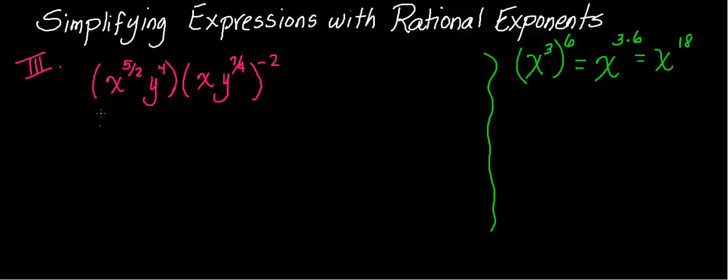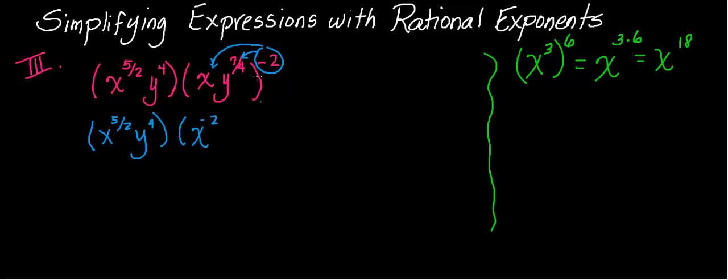Okay, so I'm going to rewrite this one since there's nothing to be done with this first parentheses for now. I'm going to rewrite it just as it is, and then here I'm going to distribute this -2 with the x. So x has an exponent of 1 right now, so this becomes 1 times -2, which is x to the -2 power. And then I multiply that power by 7/4, and that becomes y.